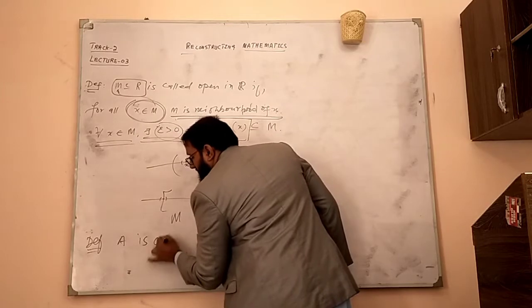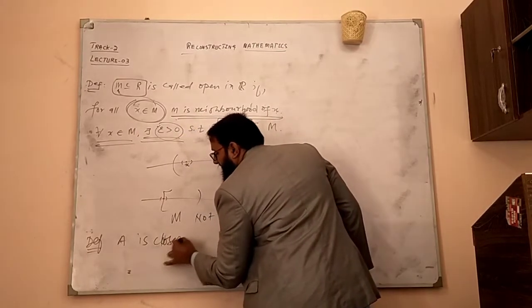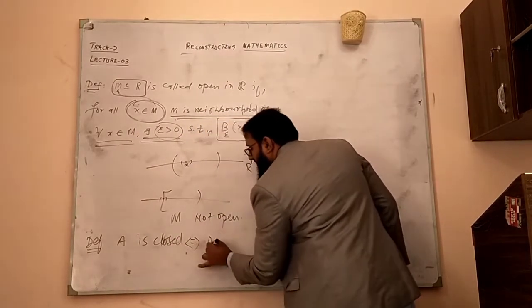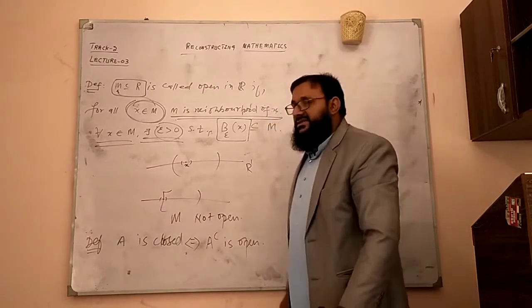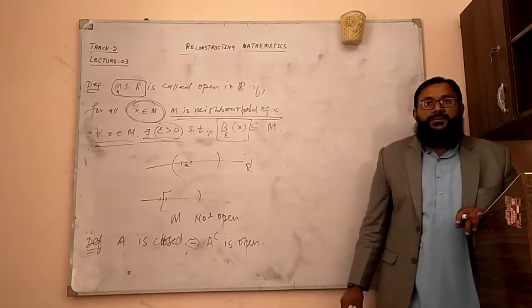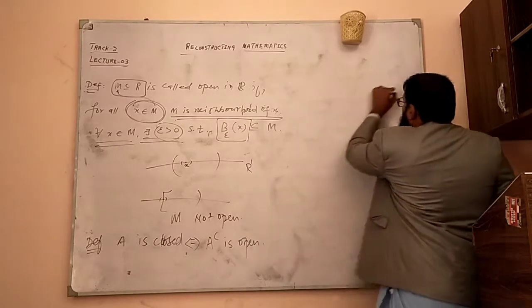So A is closed. The definition is very simple: if and only if A complement is open. A set is closed if its complement is open. So is this set closed?